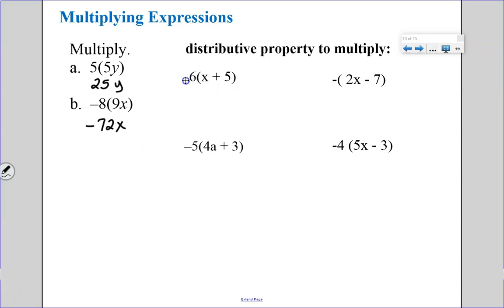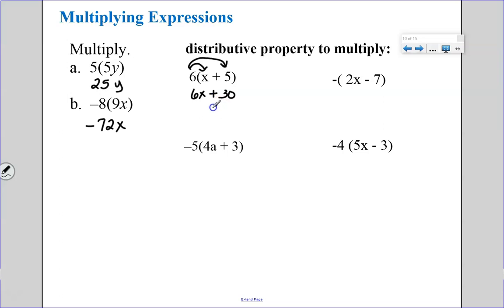This is where you have a single quantity on the outside, or a single term on the outside, and there's two or more terms on the inside. You're going to multiply what's on the outside by each term that's on the inside. So for example, on this one, I'm going to do 6 times x, which is 6x. And then I'm going to do 6 times a positive 5, which would be a positive 30.